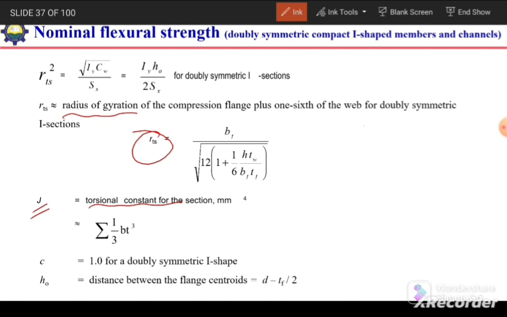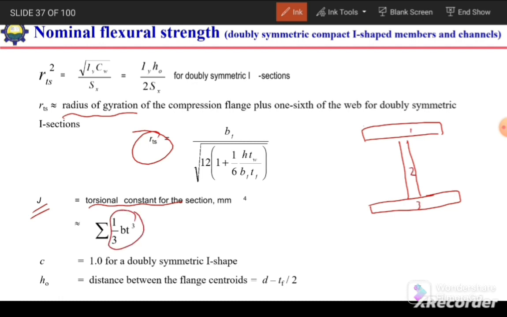Similarly, J is the torsional constant for the section, so we can calculate this by using the expression 1 over 3 b t cubed. Here we will divide the section into 3 figures, like this: 1, 2 and 3. For each figure we will calculate this factor 1/3 b t cubed and then sum up these values. In that way we can calculate the J value, or otherwise we can get the J value from the properties table given in the LRFD manual.